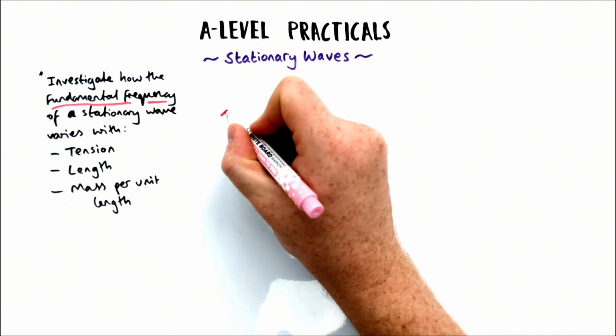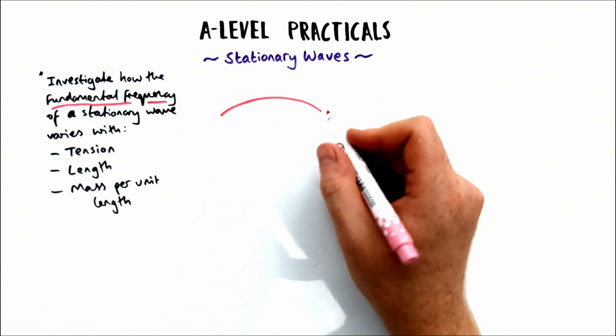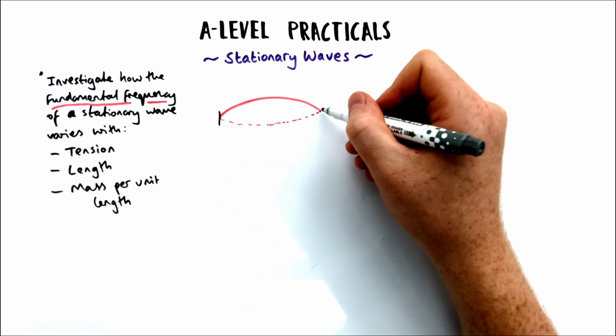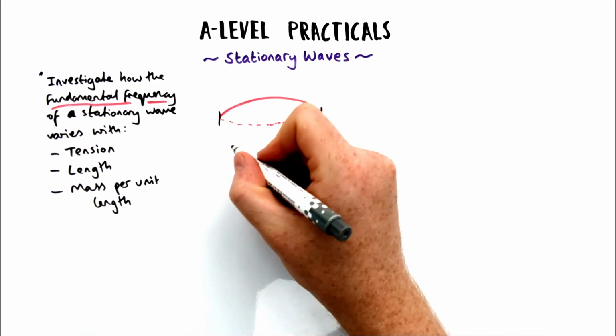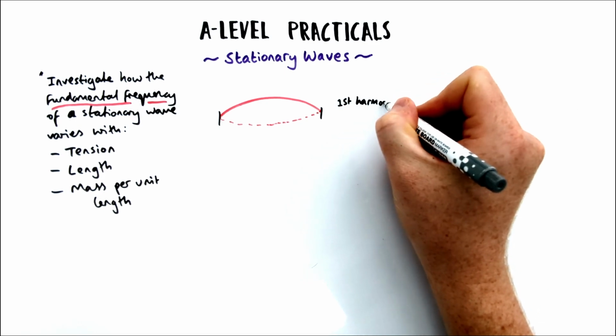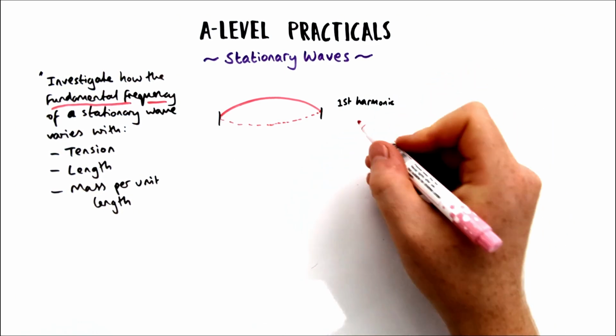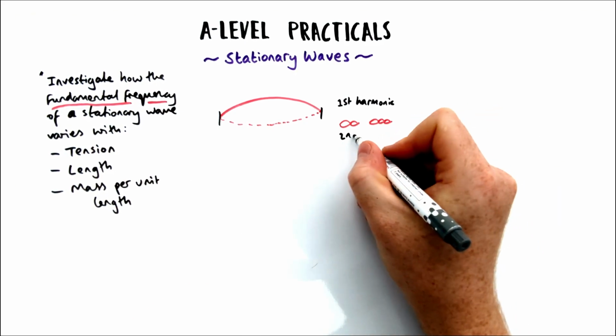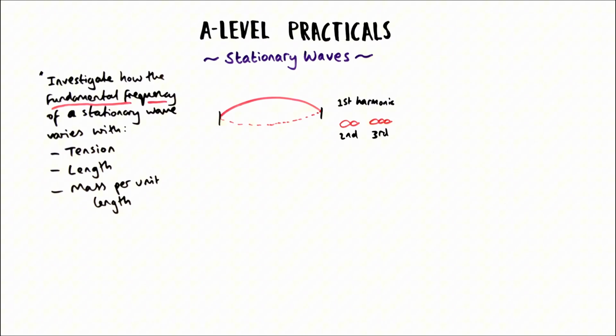Just to do a quick recap on what stationary waves are. A stationary wave is formed when you have two waves traveling in opposite directions that can interfere, or superposition can occur, and they form these shapes with different loops on them. If there's just one loop visible, that is known as the fundamental frequency or the first harmonic. If there are two loops, it's the second, or three loops, it's the third harmonic.